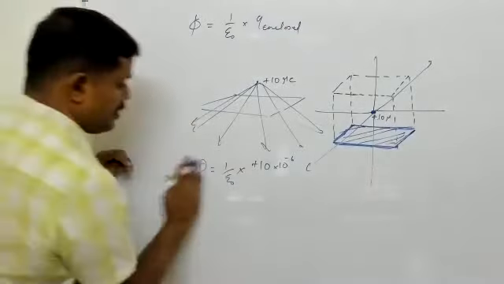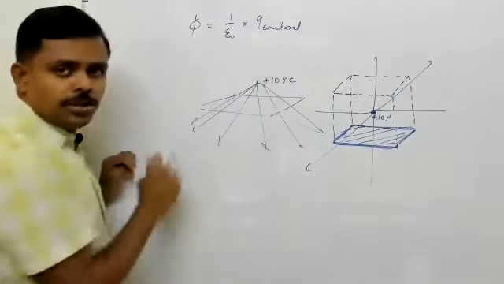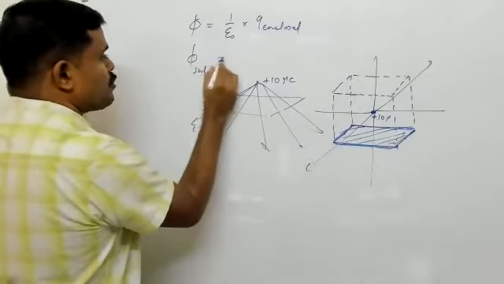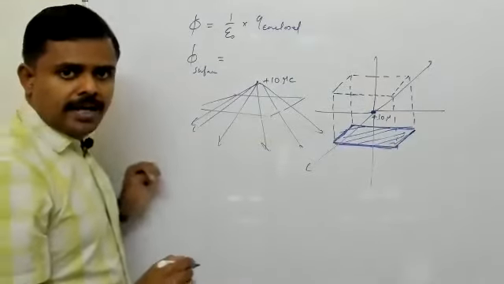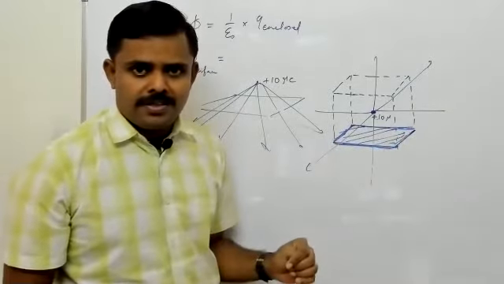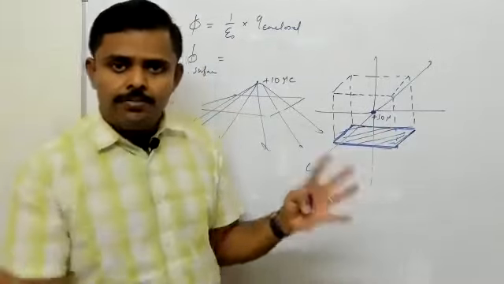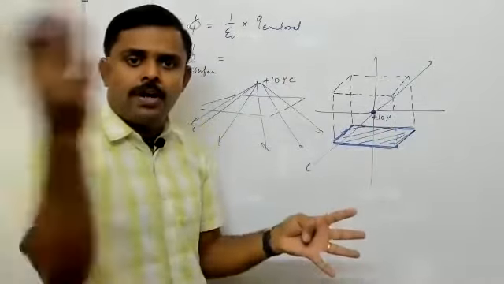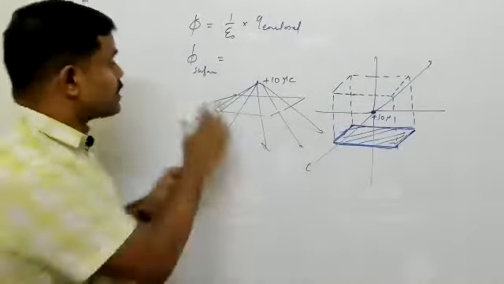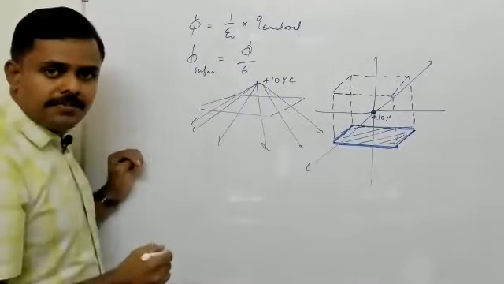I'll write one more time. Flux is 1 by epsilon 0 into q enclosed. So flux through one surface. My question is to find flux through one surface. Why? In the question they say you have to calculate the flux through the bottom surface. So flux is going equally everywhere, evenly distributed: right wall, left wall, roof, floor, front wall, back wall. All of them get an equal amount of flux. So flux through one surface is one divided by 6, since there are 6 surfaces.